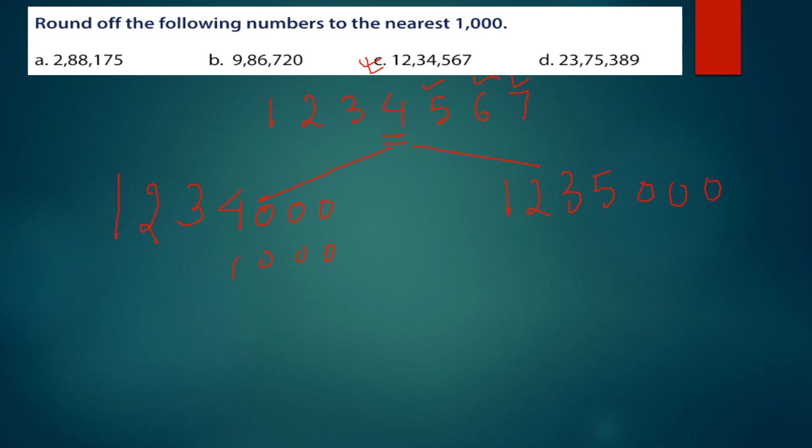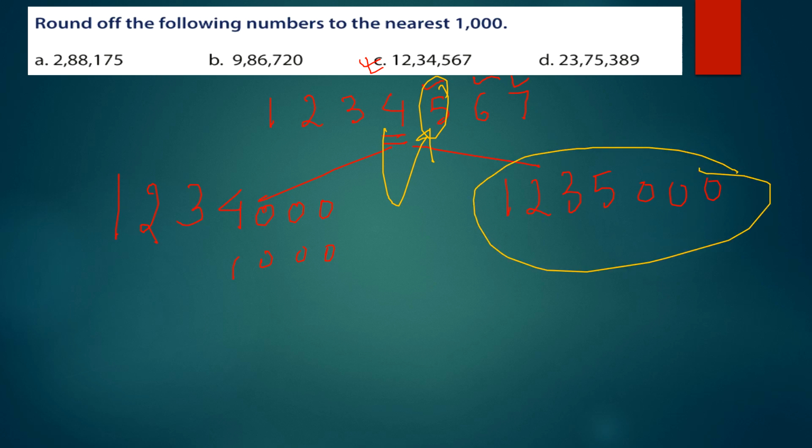Look to the right. So whenever 5 is there, when you look to the right, you will always choose the bigger round off. So this number will become 1, 2, 3, 5, and 3 zeros. That's it.